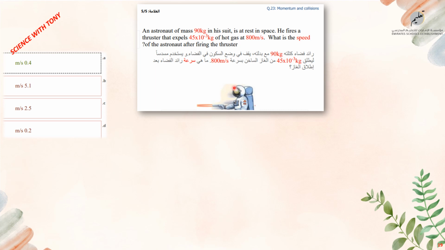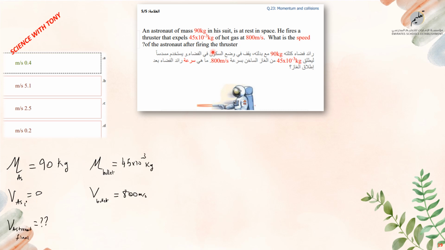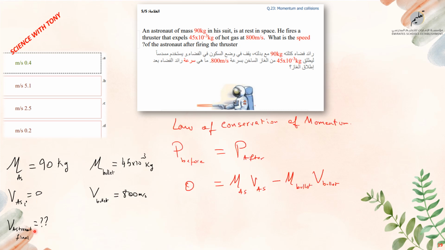An astronaut of mass 90 kg in his suit is at rest in space. He fires a thruster that expels 45 × 10^-3 kg of hot gas at 800 meters per second. So what's the speed of the astronaut after firing the thrust? Here, of course, we have to apply the law of conservation of momentum, and calculate the velocity of the astronaut after he fires the thrust. The momentum before equals the momentum after. We consider the momentum before to be 0 because neither the astronaut nor the gas is moving. So there is no momentum, no motion.